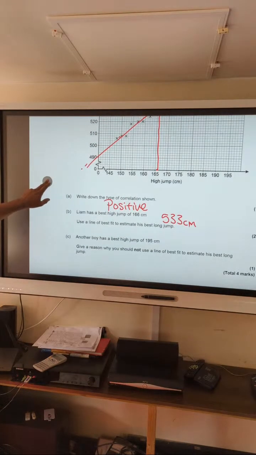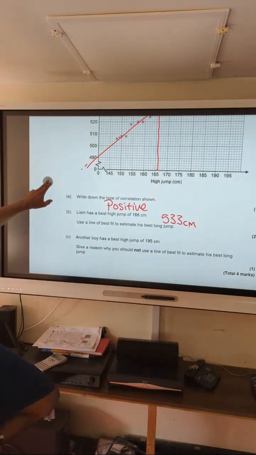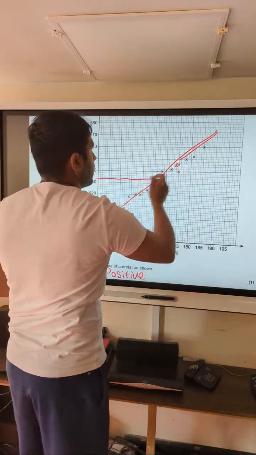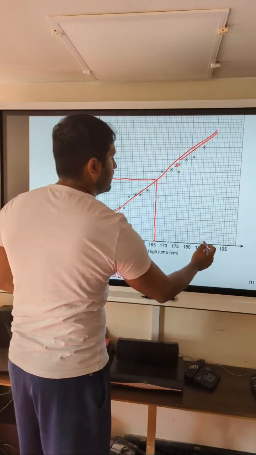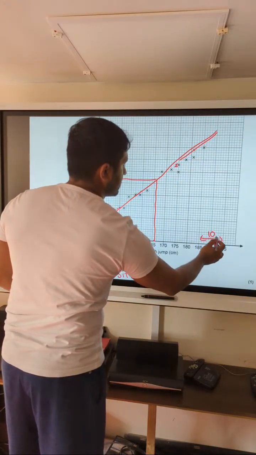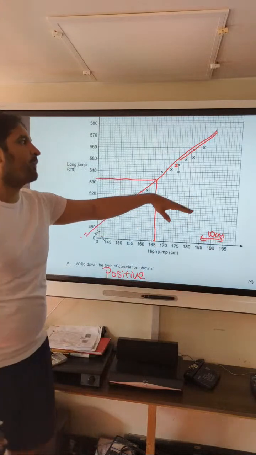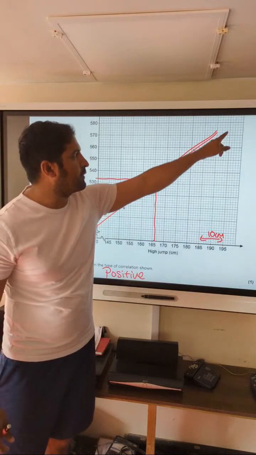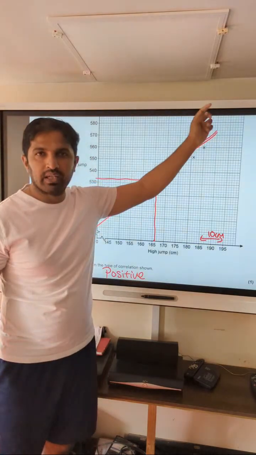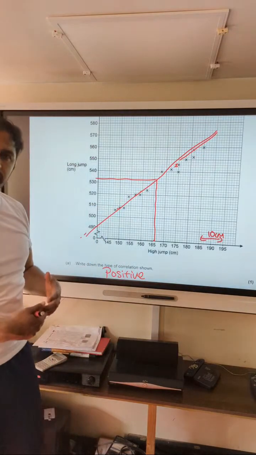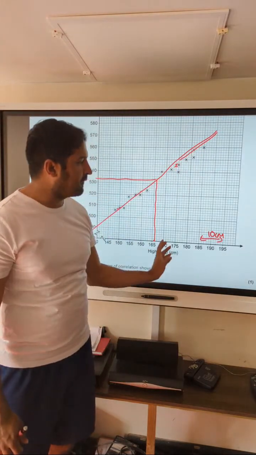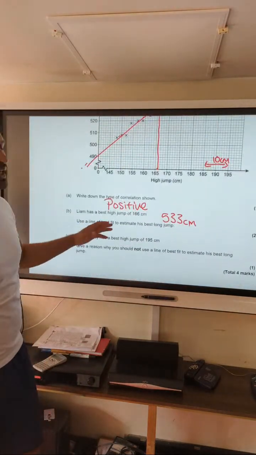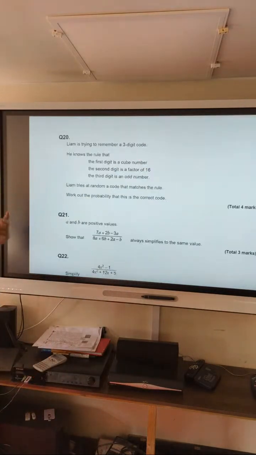And the last one, another boy has a best high jump of 195 centimeters. We haven't got any results for someone who's gone past 185, so there's a gap of 10 centimeters here. There isn't enough data for us to predict something outside of the data we have. It's going to be difficult to predict. We can predict it, but it's not going to be accurate. For that reason, 195 is outside the range that we have available, so we can only predict within the range that we've got.